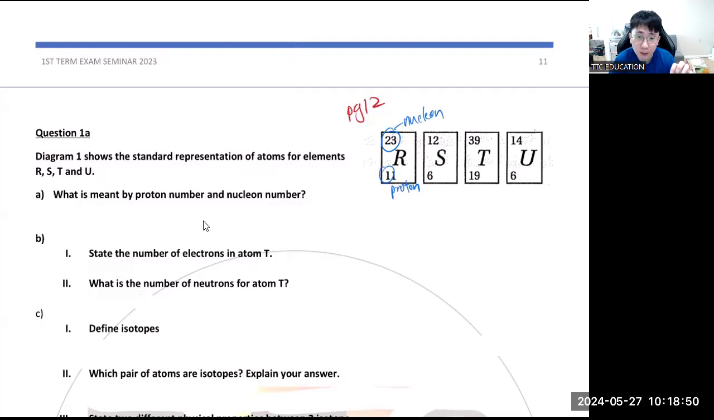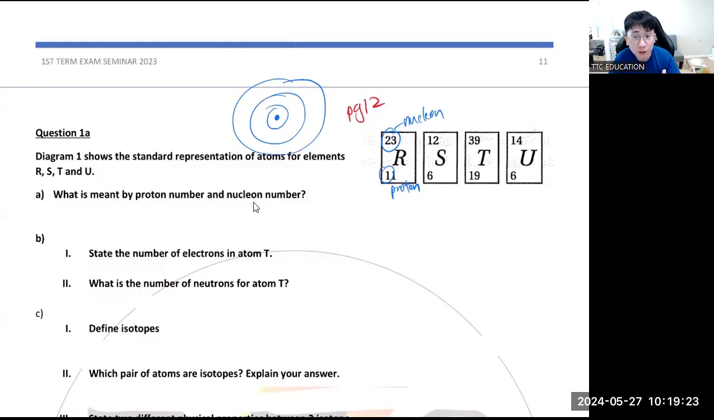So what is meant by proton number? Proton number is the number of protons in the nucleus. Remember when we draw the electron arrangement like this? But where is the proton? It's inside the nucleus. So when you define proton number, you must say the number of protons in the nucleus of an atom. If you miss out this part, no marks. If you just say number of protons, it doesn't make sense. You have to say the number of protons in the nucleus of an atom.